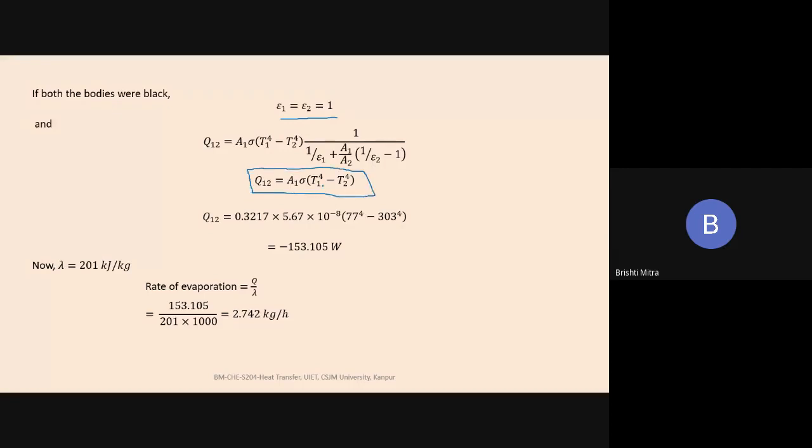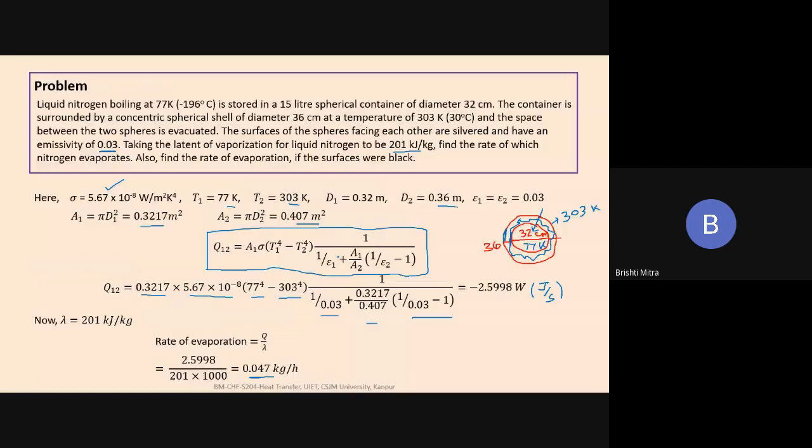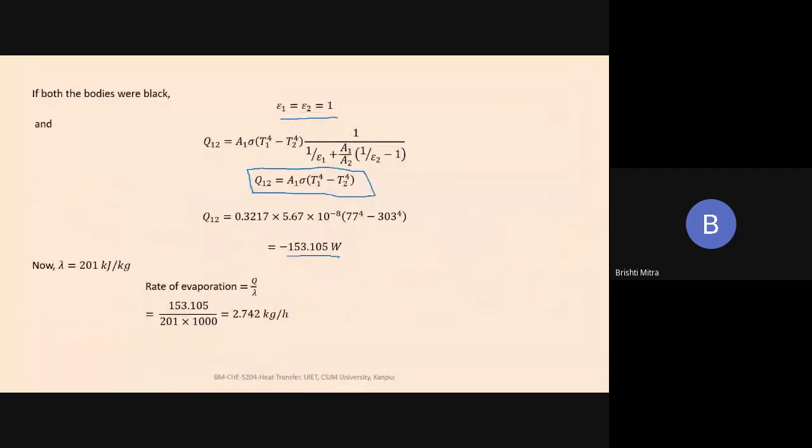A1 sigma T1 to the power 4 minus T2 to the power 4. If you put in the values, this comes out to be minus 153.105 watts. That is a very, very large value. If you see the previous case, it was only 2.6. And had it been a black body, this becomes 153.105. And the rate of evaporation, again calculated, is 2.74 kgs per hour.